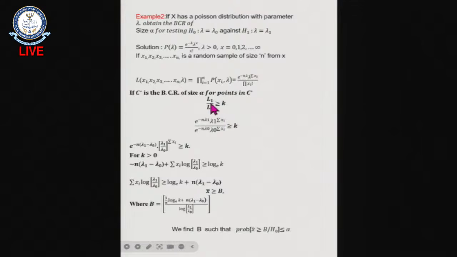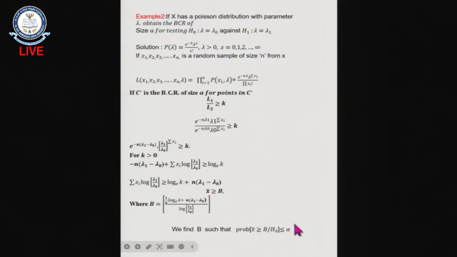So now we already know L1 based on H1, and L0 based on H0. Simplify this by taking the logarithm on both sides. Sigma xi is the common value; dividing by n, we get x bar. Here x bar is always greater than or equal to b. So b is to be found, such that the probability of x bar greater than or equal to b, whenever H0 is true, is less than or equal to alpha.